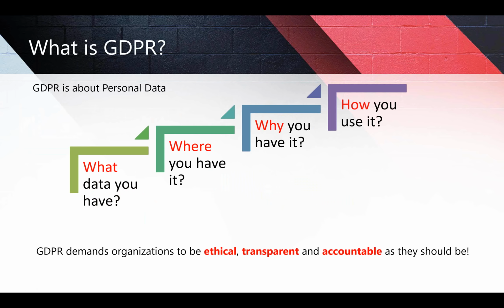If we get that answer, then the next question should be where you have it. We should have the inventory of that personal data. Somewhere we should know that we have this personal data and it is stored here. So we should know the location of that personal data. And once we have that location, we have the inventory, then we should ask the question why we should have this data. Do we really require it?